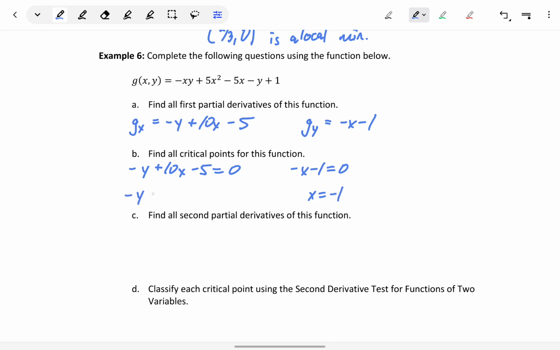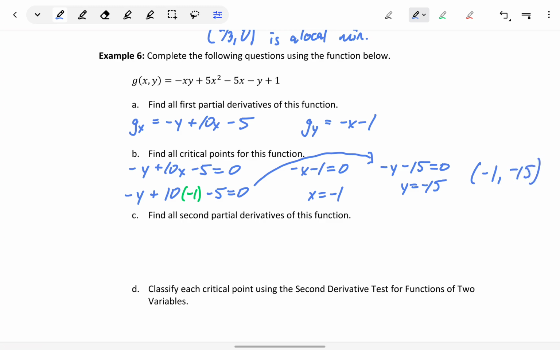And we want to do that first because then this other equation that has two variables, we can substitute in x equals negative 1 to get it down to just a single variable, and then solve negative y minus 15 is equal to 0, or we get y is equal to negative 15. So we have a single critical value again, in this case at negative 1, negative 15.